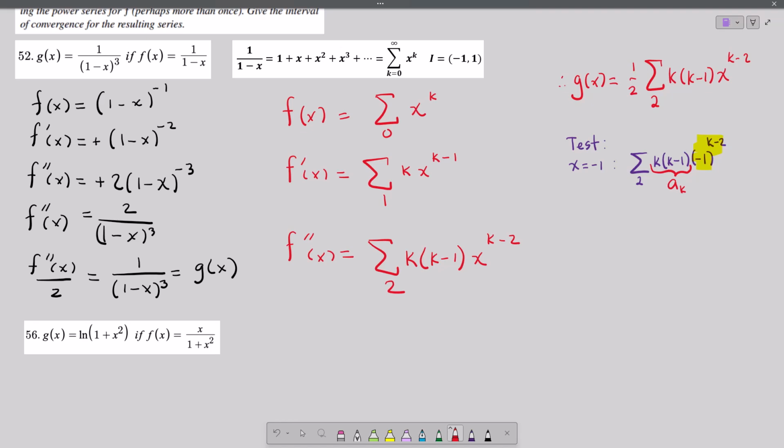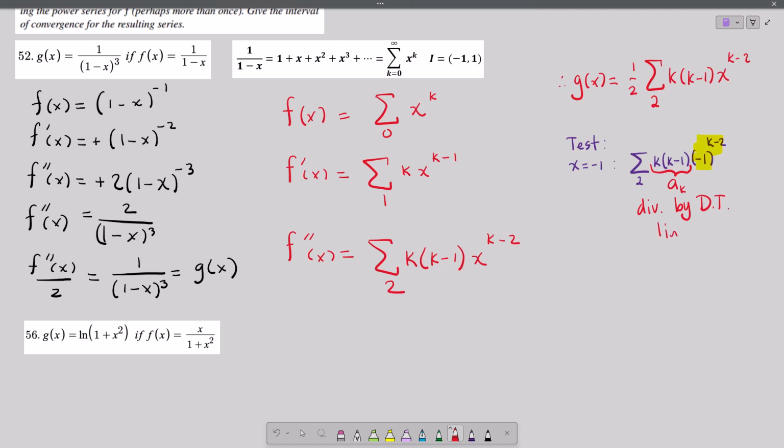What's the limit of a sub k as k goes to infinity? Infinity. Do we agree? K times k minus 1 as k goes to infinity, it's going to go to infinity. Is that 0? No. So that means we have divergence. The divergence test says if a sub k's limit is not 0, the series diverges. End of story. So this is going to diverge by divergence test.